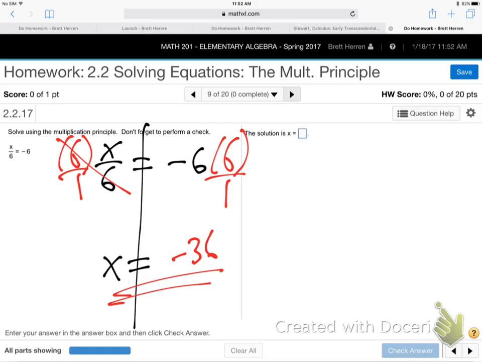So I'm always doing the opposite of whatever is next to X. My focus is always X. If there's something divided, I multiply both sides. If there's something multiplied, I divide both sides. It's always the opposite of what's next to X.